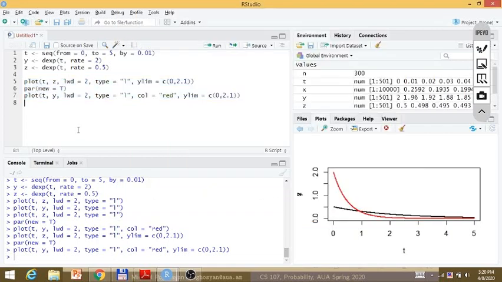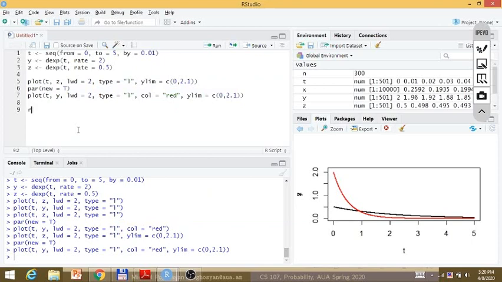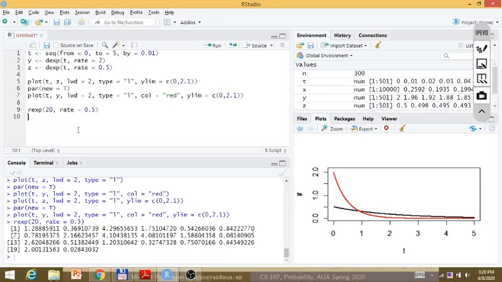So let me just check. Let me generate 20 random numbers from the exponential with rate equal to 0.5. You can see that I have values larger than 2, I have a value larger than 2, I have 4, 4, 4, 2 again.